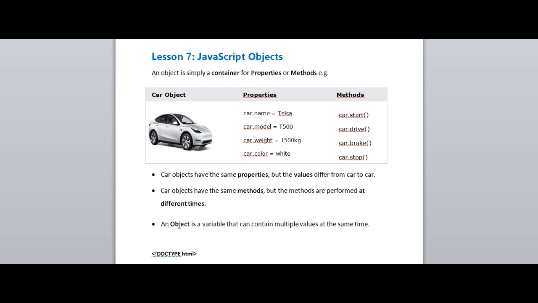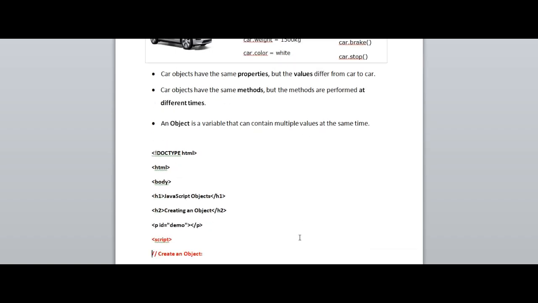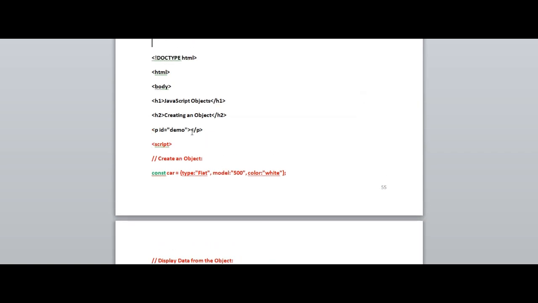Now, an object is a variable that contains multiple values at the same time. That's what we are dealing with in JavaScript. So let's see an example. Let's scroll down. An object contains multiple values at the same time. Let's look at the HTML code. Doctype HTML, it's an HTML program. In the body, you have H1, JavaScript objects. That's what we're treating. H2, creating an object. Then this is a paragraph, ID demo, which we already treated in several other classes.